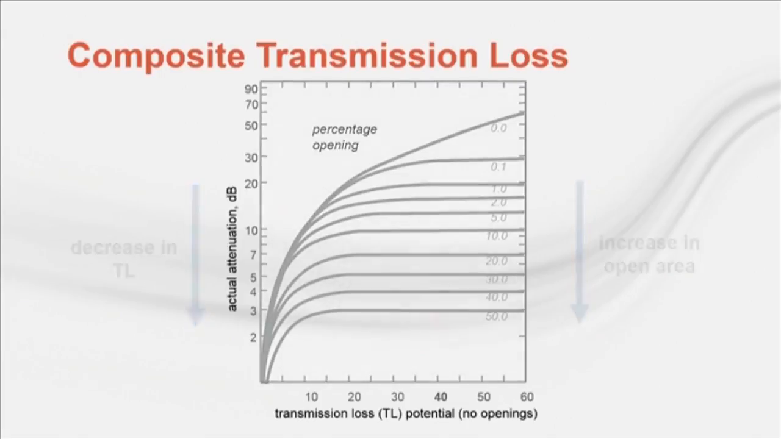In the example, the barrier had a 40 dB transmission loss and a 3-inch gap was about 3% of the total wall surface. Also notice the area where the percent open curves become horizontal. Once you've hit the flat portion, increasing the TL of the panel will not improve the composite transmission loss. Improvements will only come by reducing the open area.